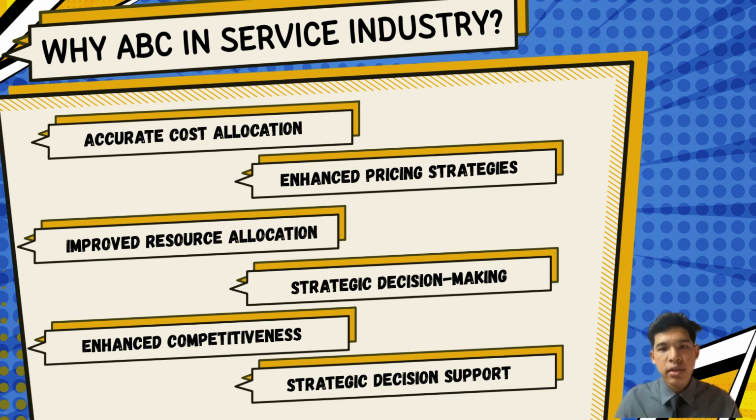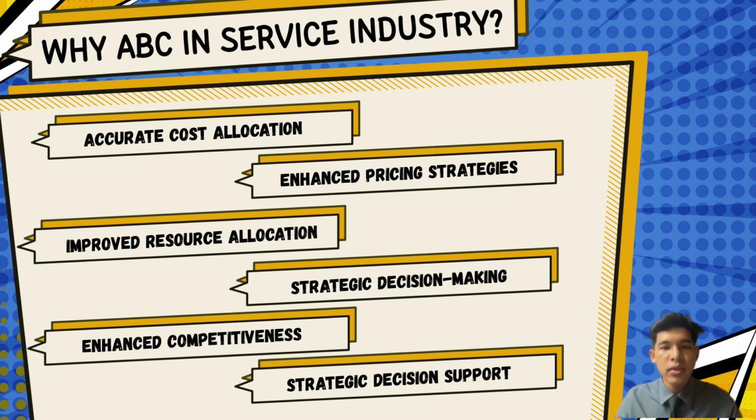First, accurate cost allocation. Traditional costing spread costs evenly, but not all services use the same amount of resources. ABC assigns costs based on the actual work done. This gives a clearer picture of how much each service really costs. Second, enhanced pricing strategies. Knowing the true cost helps businesses set the right price. ABC helps avoid pricing too low or too high, so companies can price their services fairly and confidently.